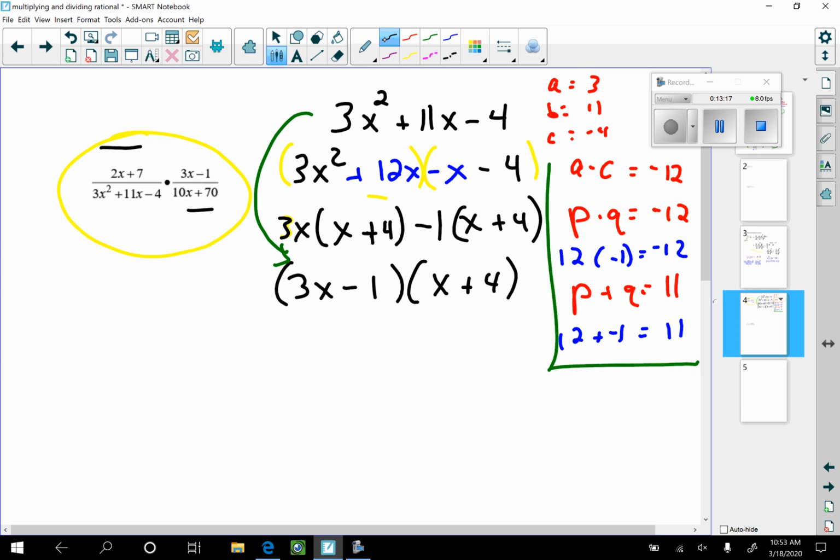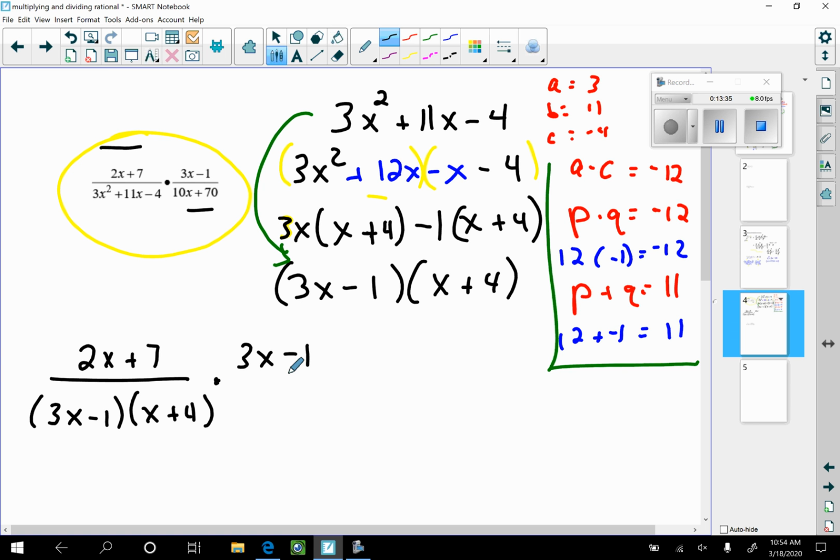I note that the numerator of the first fraction doesn't have a factor. The bottom is going to be 3x minus 1 times x plus 4, times 3x minus 1. There's nothing that factors out of that. If I look at this, a 10 comes out of that rascal. This is going to be 2x plus 7. 10 times 2x is 20x. So just a 10 comes out of that.